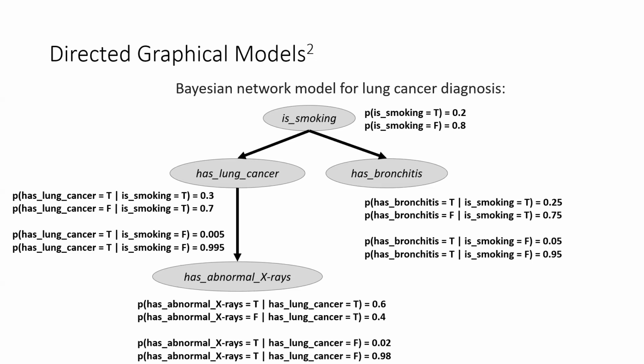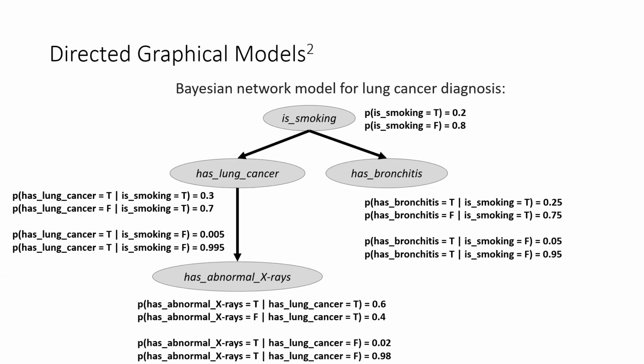And because these are probability distributions, all the conditional distributions sum to 1. So if we know one value for the conditional distribution, we can deduce the other. And that way we can also create the probability distributions of the rest of the variables, has bronchitis and has abnormal X-rays.